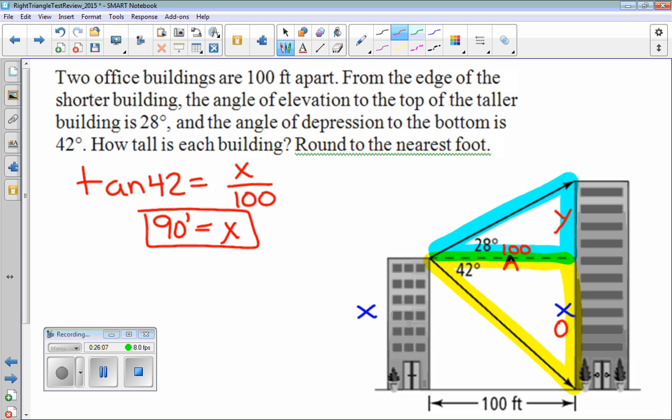Which trig function am I going to use? I'm going to erase the O and the A so I don't get confused. Daniela, help me out. In the blue triangle I'm still using the tangent. I still have opposite and adjacent because this is the opposite side and this is the adjacent side. So I have the tangent of 28 is equal to the opposite over the adjacent.